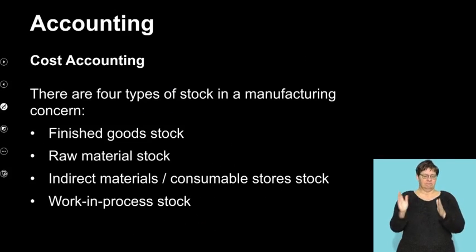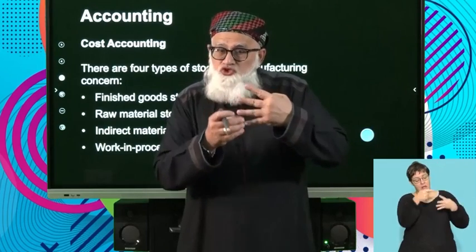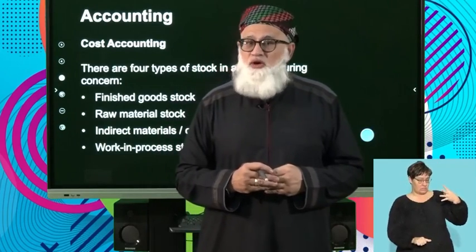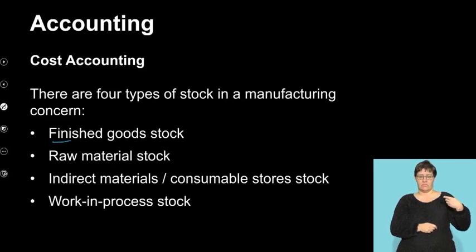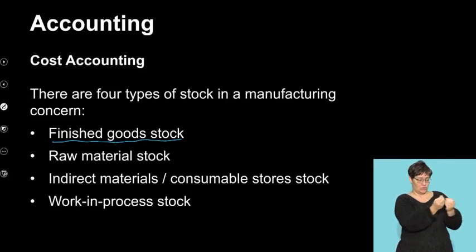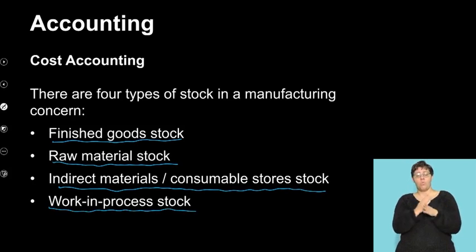Okay, here we go. When you are dealing with stock in a manufacturing concern, there are 4 accounts that you deal with. What are the 4 accounts? Number 1 is your finished goods stock. Number 2, your raw materials stock. Number 3, your indirect materials or consumable store stock. And the 4th one is your work in process stock.